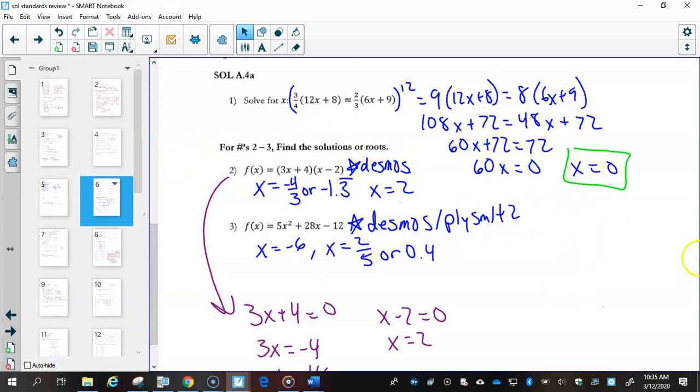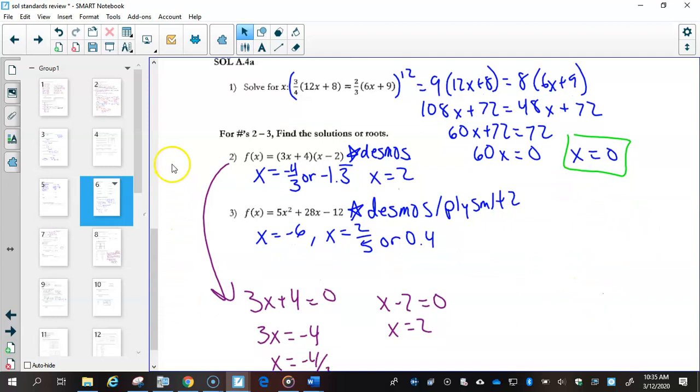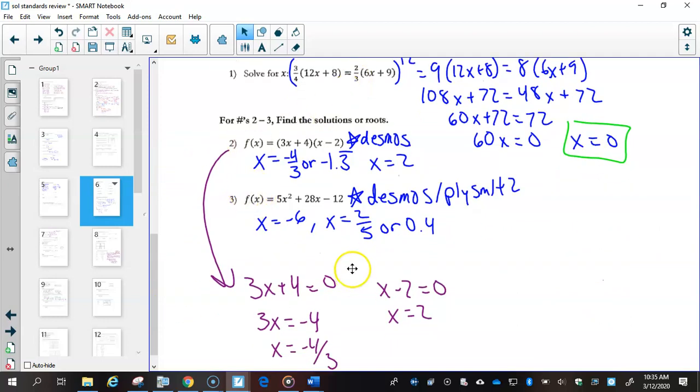Number 1, when you solve this, you should have got x equals 0. Number 2 and 3, I expected you to put those directly into Desmos. You should have gotten 2 answers for both. X equals -4/3 or the decimal -1.3 repeating, and 2. For number 3, your answers were -6 and 2/5 or the decimal 0.4.